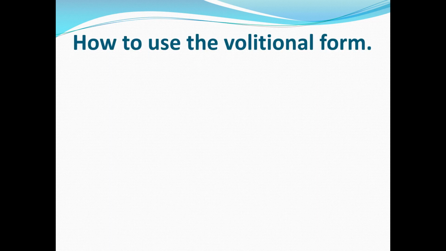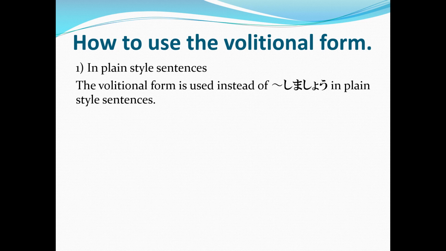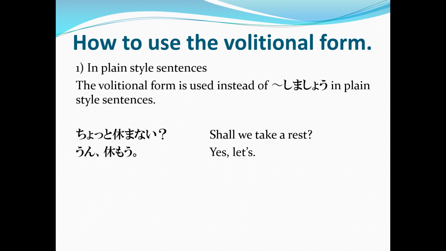Now, there are different ways to use the volitional form in a sentence. First, in plain style sentences, the volitional form is used instead of mashou. Take a look at this conversation. Someone is asking to take a rest. Shall we take a rest? Chotto, yasumanai? And then you can answer like this. Yasumo. Yes, let's rest. Instead of saying yasumimashou, you could say yasumo.